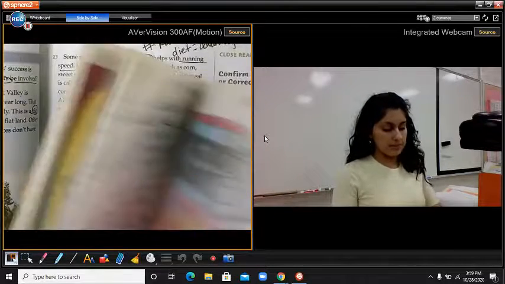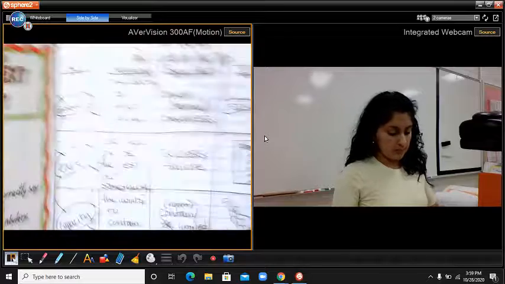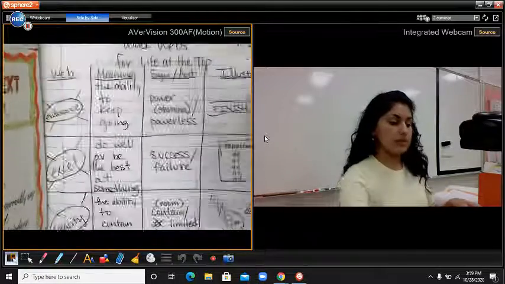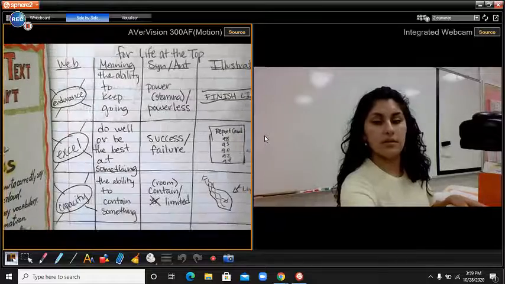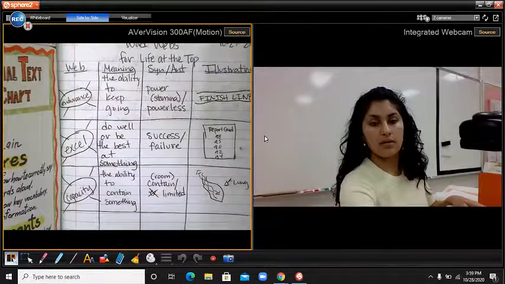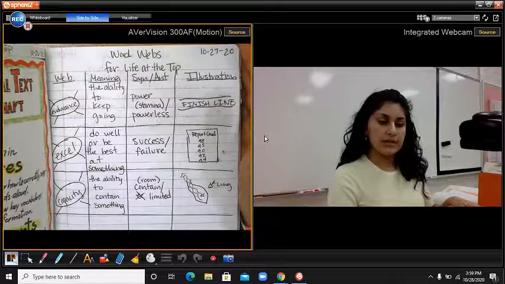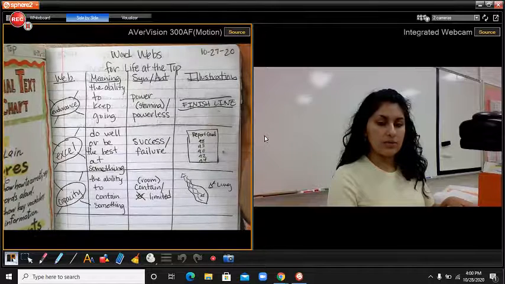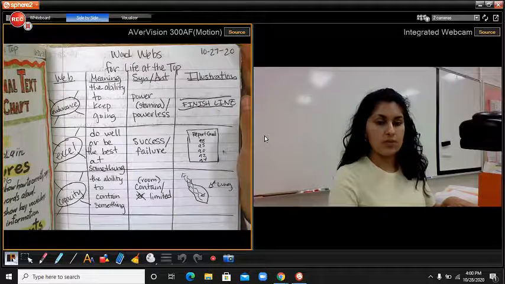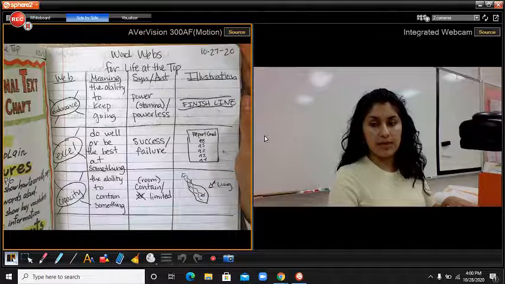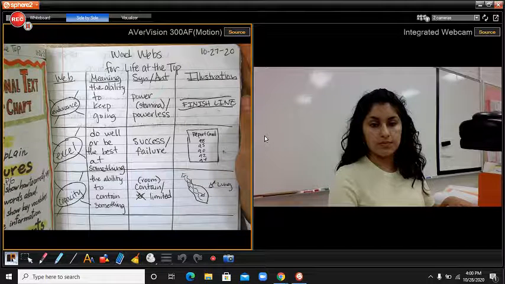And then if we take out our reading journal, we did 3. We did these 3 today: endurance, excel, and capacity. So make sure you do those. We have 2 more left to go, so we'll continue with that tomorrow.